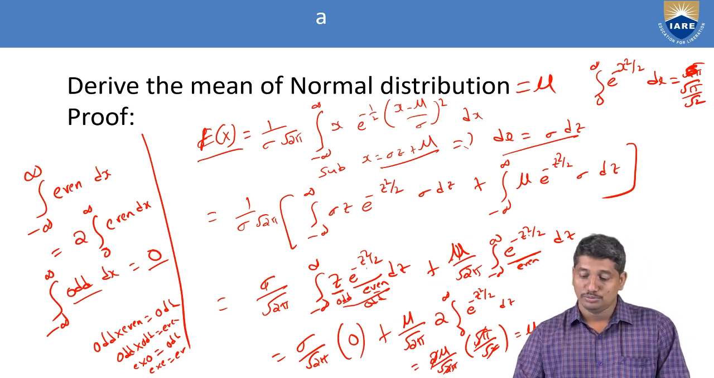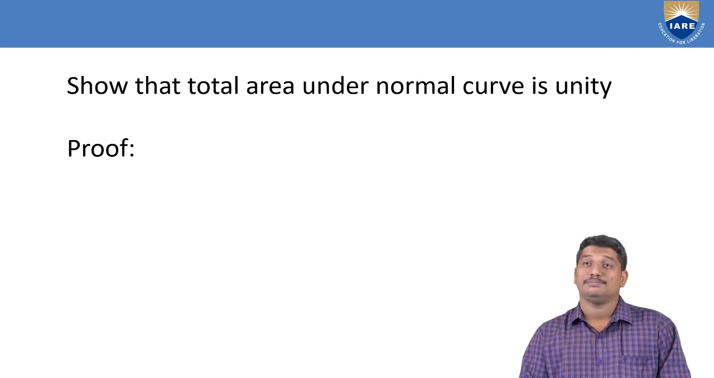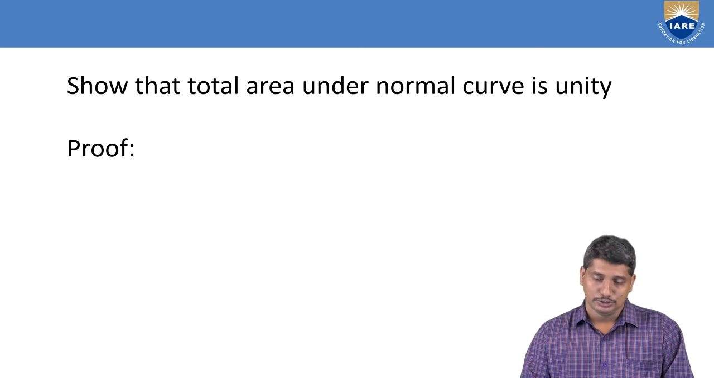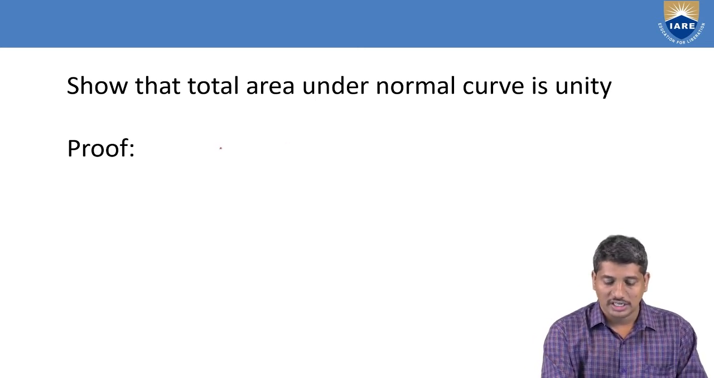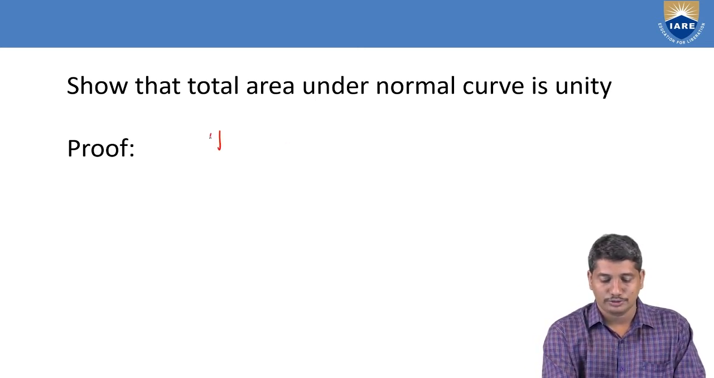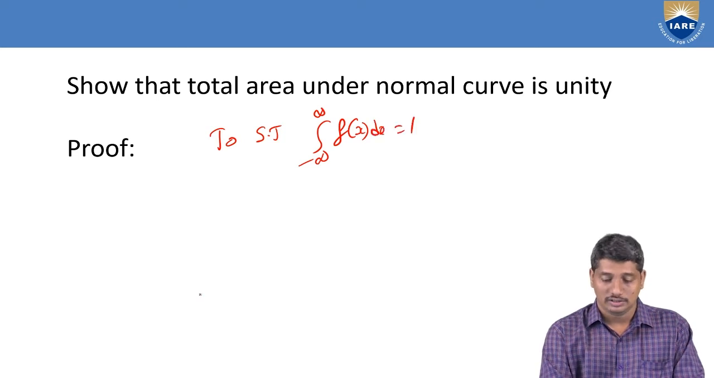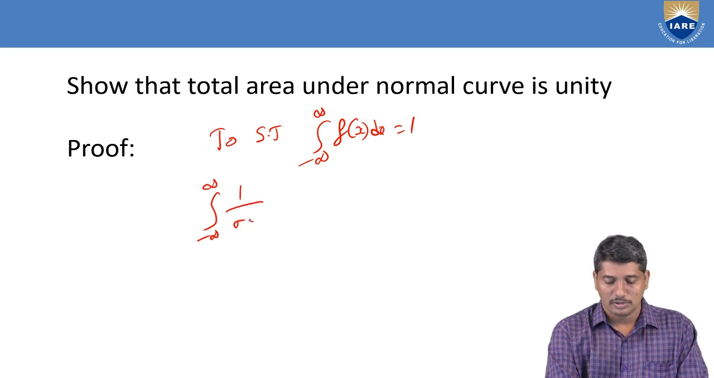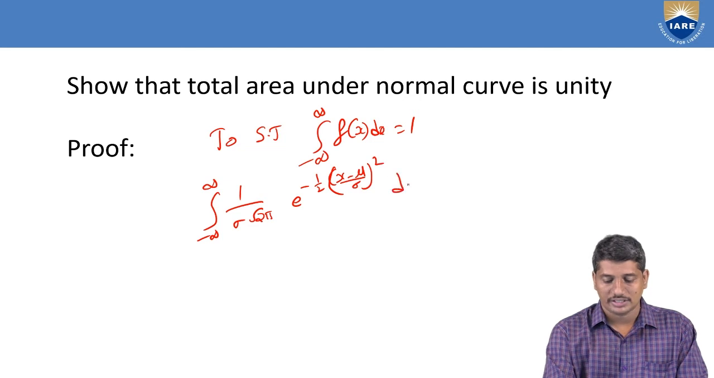Now let us move to another important result. We are going to show that the total area under the normal curve is unity. That means we are going to show that the integral from minus infinity to infinity of f of x dx is equal to 1. We'll start like this: the integral from minus infinity to infinity of 1 by sigma root 2 pi e power minus 1 by 2 x minus mu by sigma whole square dx.